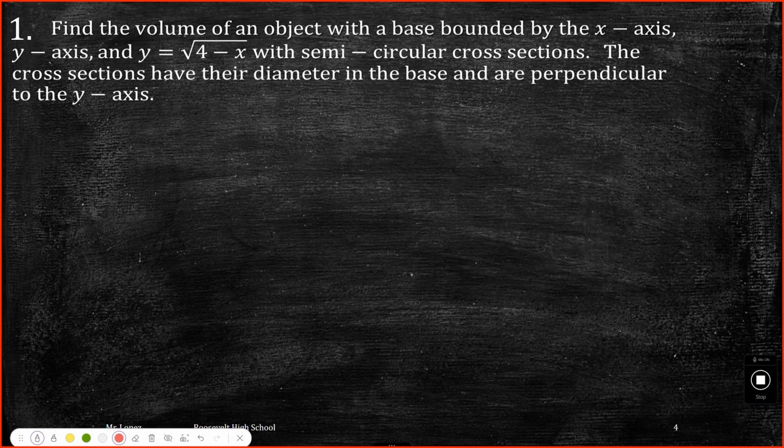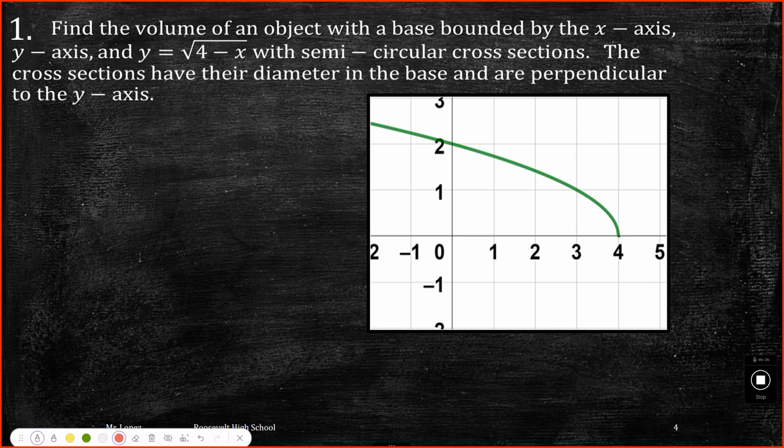Find the volume of an object with the base bounded by the x-axis, the y-axis, and y equals square root of 4 minus x, with semicircular cross sections. The cross sections have the diameter in the base and are perpendicular to the y-axis. Perpendicular to the y-axis, we've got a problem. So they're going to be dy's. So there's the shape of it. Let me give you some time to copy this down so we can do it.